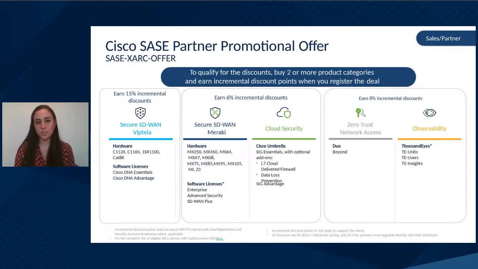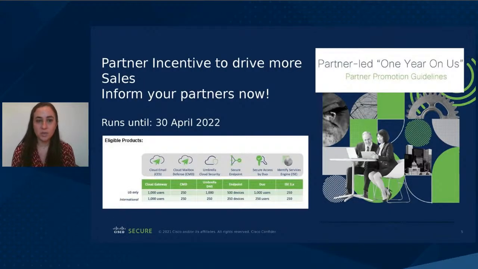Now, something else that I want to mention and that's happening right now is the partner incentive. It's called 1 Year on Us. Basically, this promotion is designed as a discount credit for qualified Cisco partners. This incentive is eligible in 2 cases. One, if you're selling to a new customer who has never purchased an eligible Umbrella DNS package, or if you're selling to an active customer who has not renewed their Umbrella package in the last 3 years. A few requirements are that the deal must be for 250 users or more, and the minimum term is 3 years.